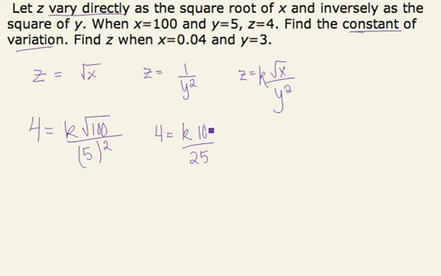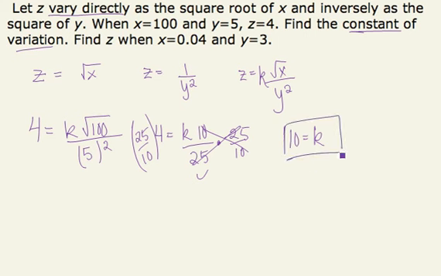I could look at this k, 10 over 25, and really flip and multiply 25 over 10 to both sides. Therefore, 25 times 4 is 100. 100 divided by 10 is just 10. So I know k equals 10. So my final formula is z equals 10 times the square root of x over y squared. This is going back to this formula.